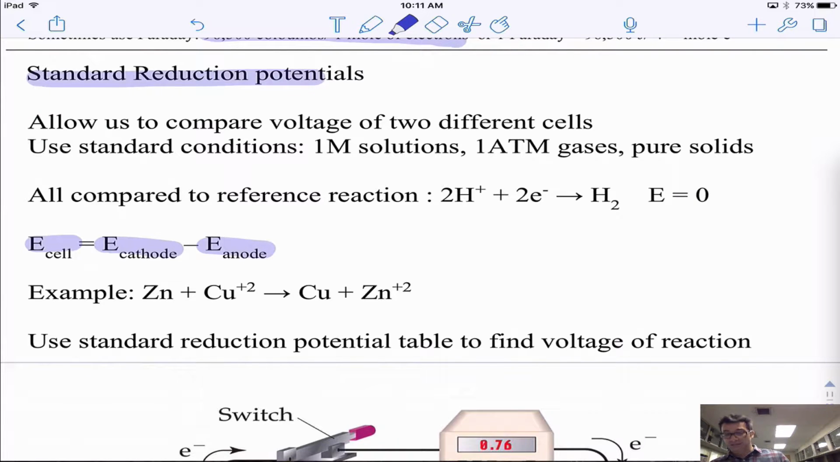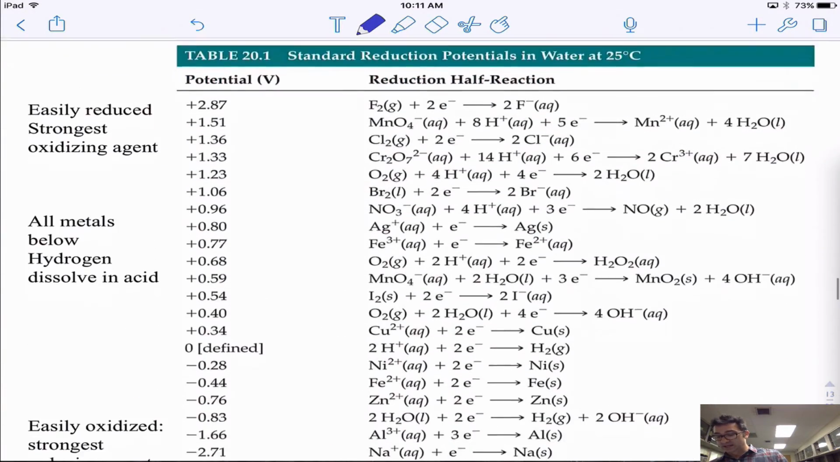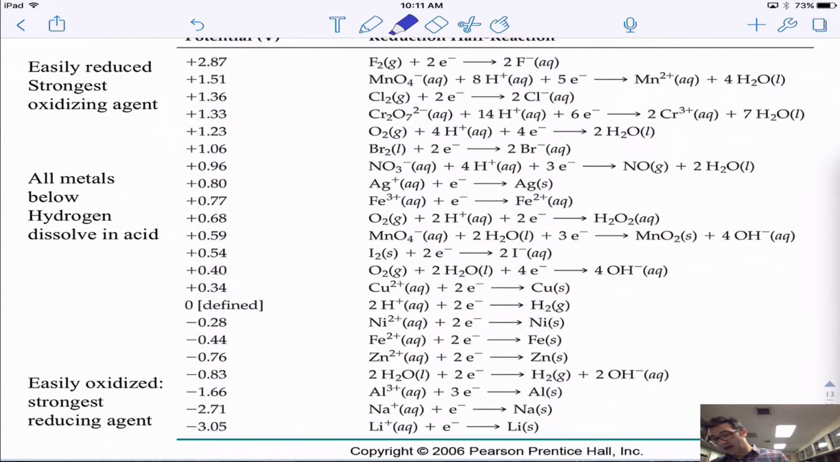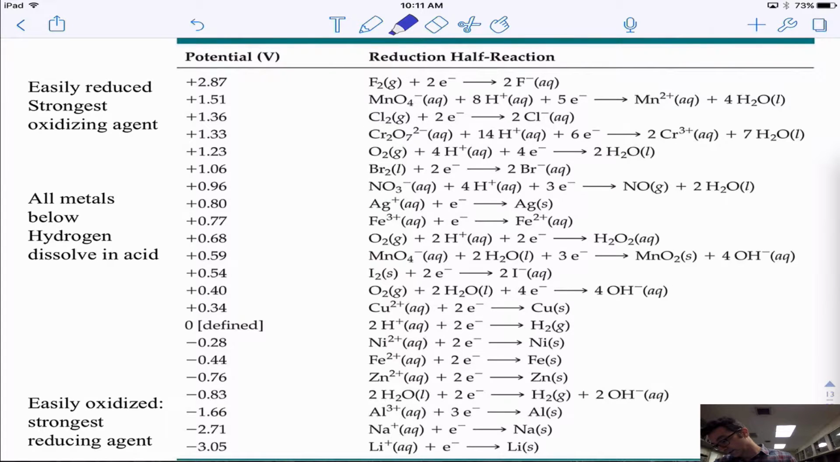And I can look these up. If I look up the standard reduction potentials for these on this table, I would have my copper here. So my copper is at the, where are you, copper? There we are. So there's my copper, and there's my voltage. And my zinc is right here.